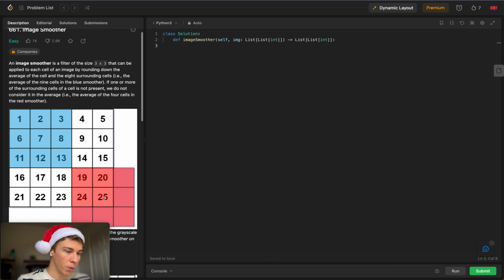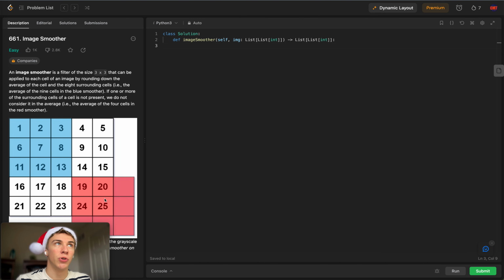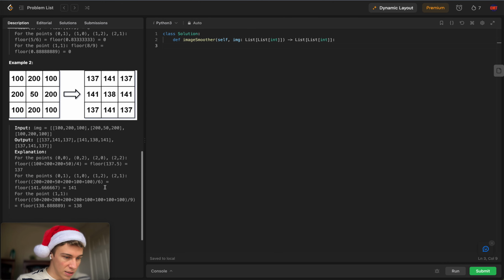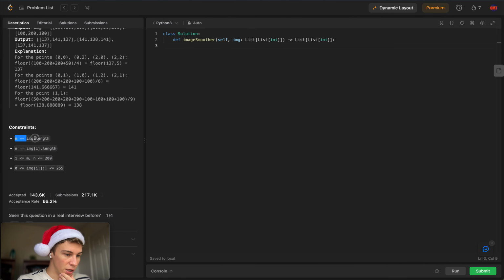let me just put it in my own words. I have an image and I want to smooth it. The way that I'm smoothing it is applying this consistent smoothing technique where you take the cell and the cells around it and take the average. Really, this sounds pretty simple. The implementation of it is also similar to other matrix traversal questions.